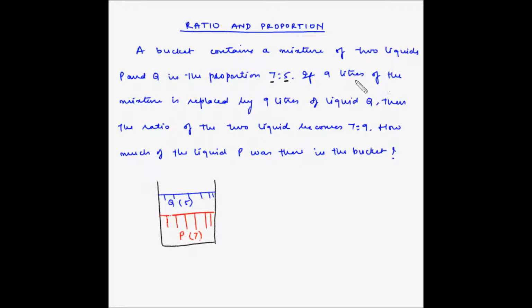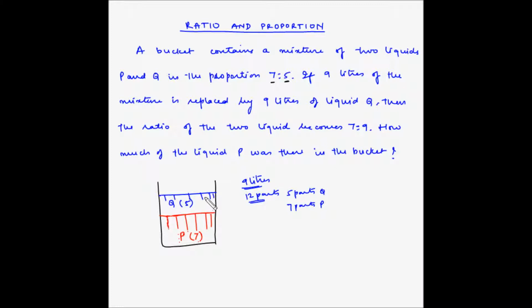Now if 9 liters of the mixture is taken out, so 9 liters of the total mixture is replaced by 9 liters of liquid Q. So first 9 liters of this whole mixture is taken away. Out of those 9 liters, again 5 out of 12 parts. So if you divide this 9 liters into 12 equal parts, then 5 parts of Q and 7 parts of P is taken away.